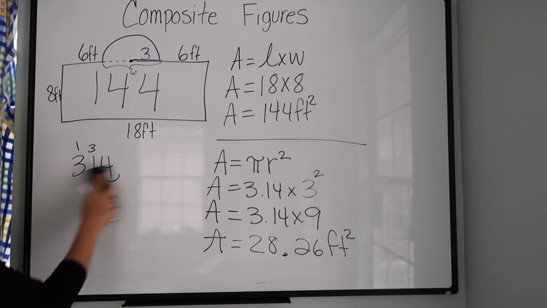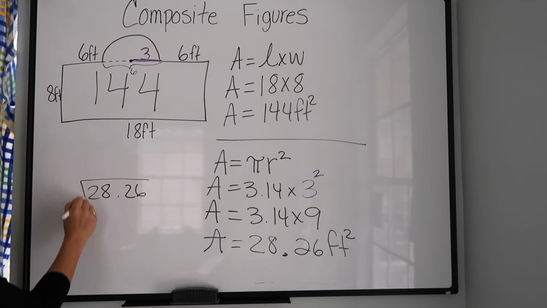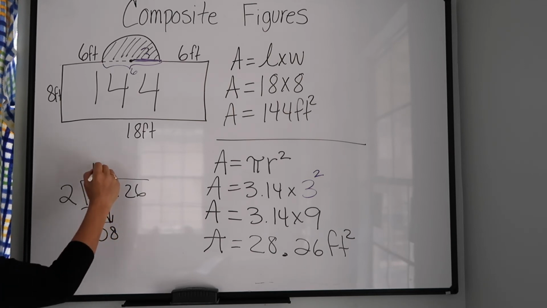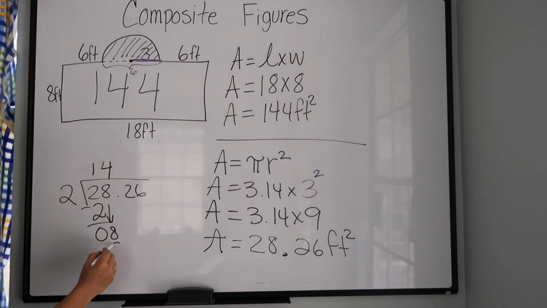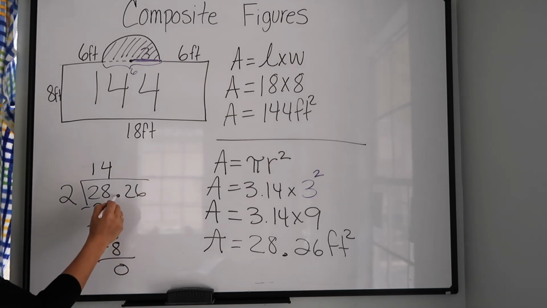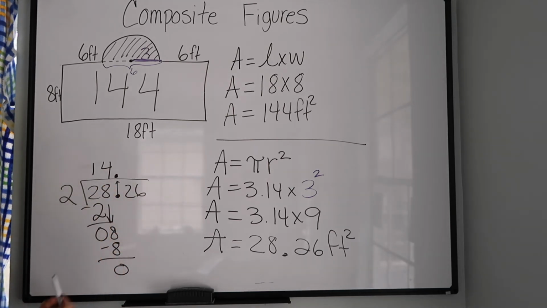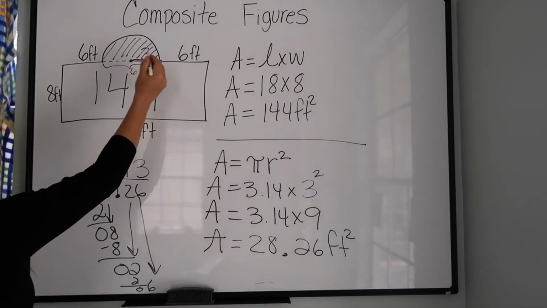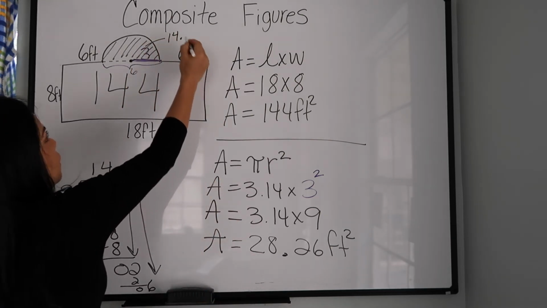Well, now we have to divide 28.26 by 2. So 2 times 1 is 2, remainder 0. Bring the 8 down. 2 times 4 is 8, remainder 0. Remember your decimal up. Bring this down. 2 times 1 is 2. 6 down. 2 times 3 is 6. So 14.13 will be the area of the half circle.